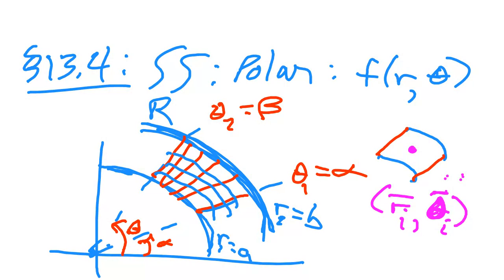Anyway, we're just going to pick a midpoint in there. This is a curved rectangle, really. We go halfway between the R's and halfway between the angles. This is the ith rectangle here. Delta sub i of A is the area of that, and this is a sector, so we have the area of a sector.